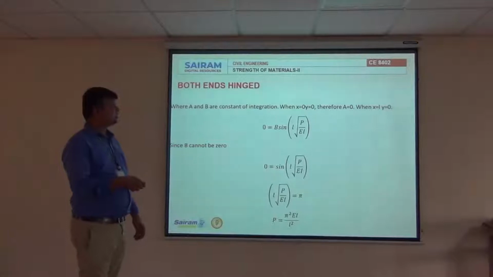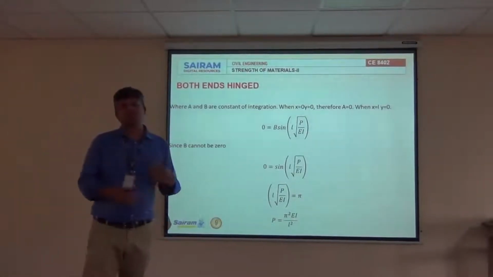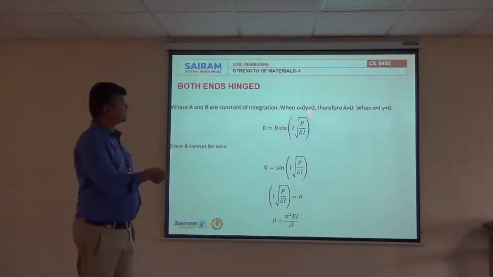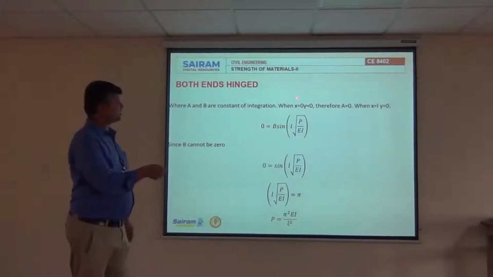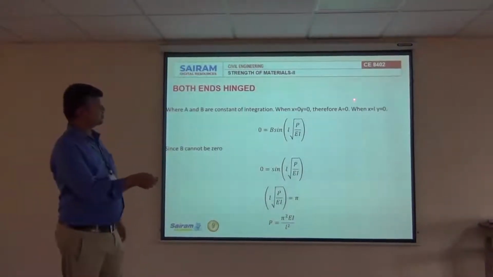So both ends are hinged. In that first, we are going to apply the end condition. At the hinged support the deflection will be 0. So when x is equal to 0, y equal to 0, we are applying. While applying this end condition, we will be getting A equal to 0.